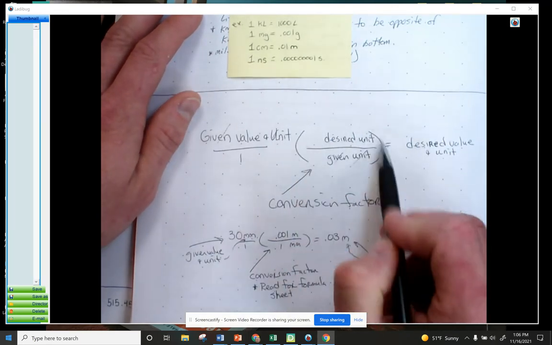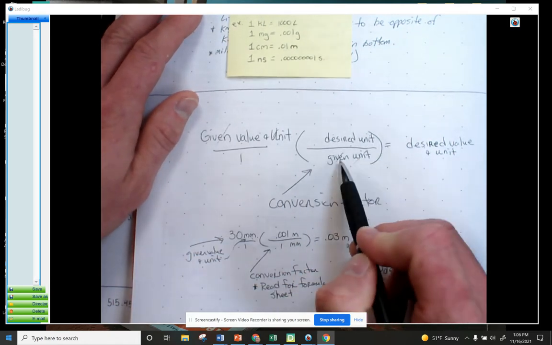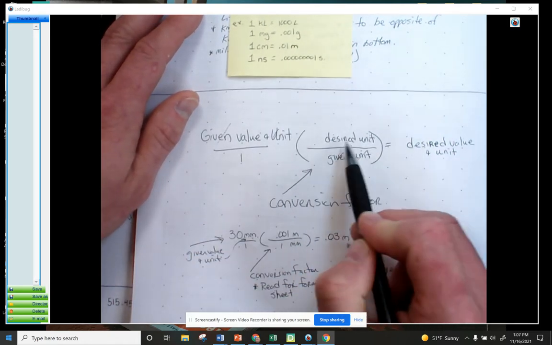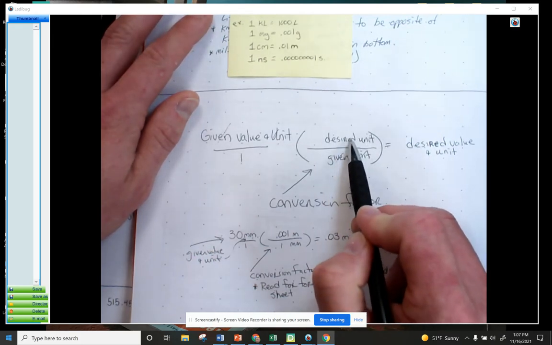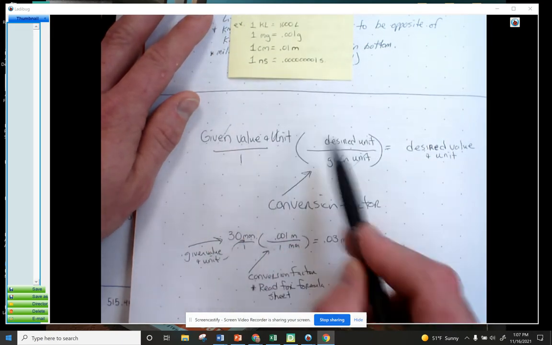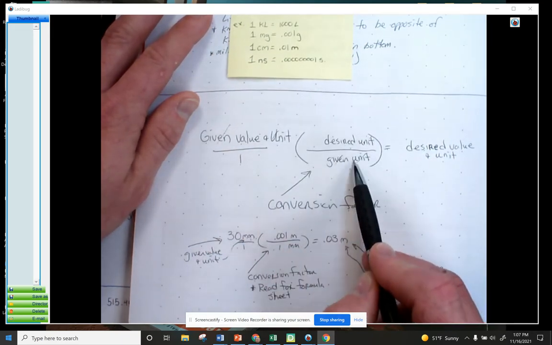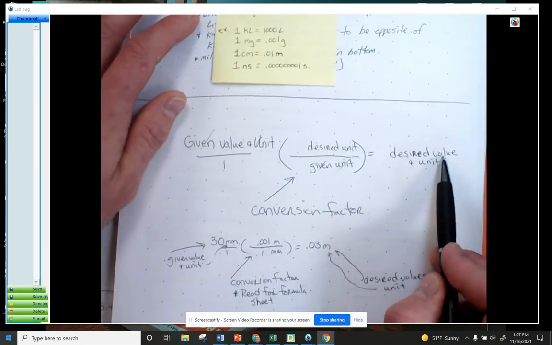The conversion factor is going to incorporate the given unit and the desired unit, the equivalent of what the given unit is as the desired unit. The given needs to be on the bottom, desired needs to be on the top. The reason for that is so that the given unit on the top and the given unit on the bottom are going to cancel, leaving you with the desired unit in your answer to go with the value.